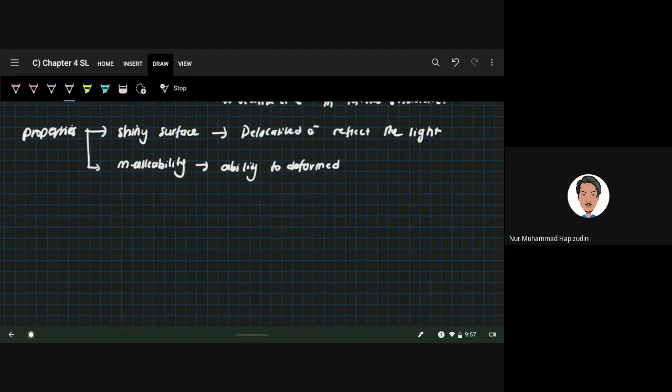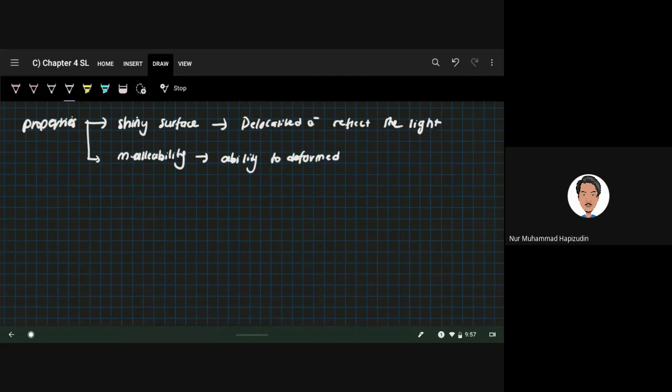Okay, malleability. Why does it have malleability? First malleability, second we call it ductility, that is the ability to stretch into a wire. Banyak wire made up from metal, betul? Wire, kalau wire kat rumah tu kamu kerat dia, dalam tu adalah metal. Okay, so it has ductility at that time.